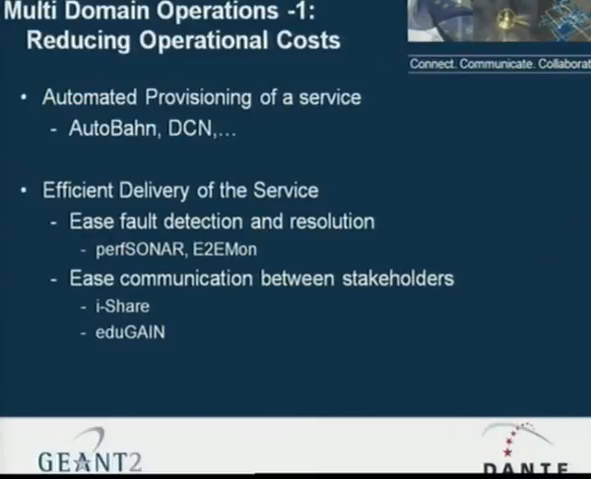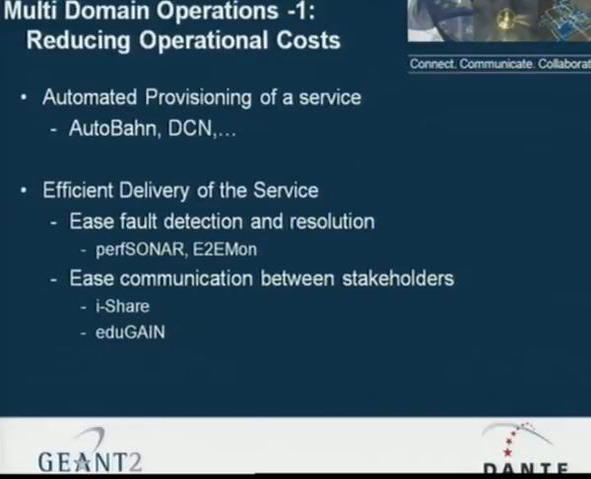Second challenge, we said, okay, once the service is set up, we really need to maintain the service. So what can we do to ease the fault detection and fault resolution, for example? So there are monitoring activities like PerfSonar, like the end-to-end monitoring, that are looking at this monitoring of multi-domain services. So monitoring that will give you a global view of what is happening in that circuit.